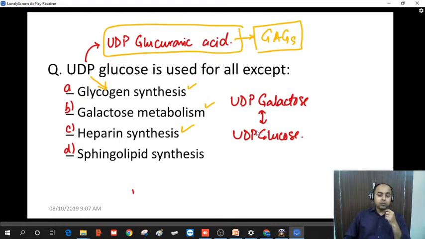Heparin is a glycosaminoglycan. It requires the uronic acid. We had said amino sugar and uronic acid are required for the glycosaminoglycan. One of them was heparin. So heparin also requires UDP glucuronic acid. So the correct answer in this case should be the sphingolipid synthesis. In the sphingolipid synthesis, the UDP glucose is generally not required.